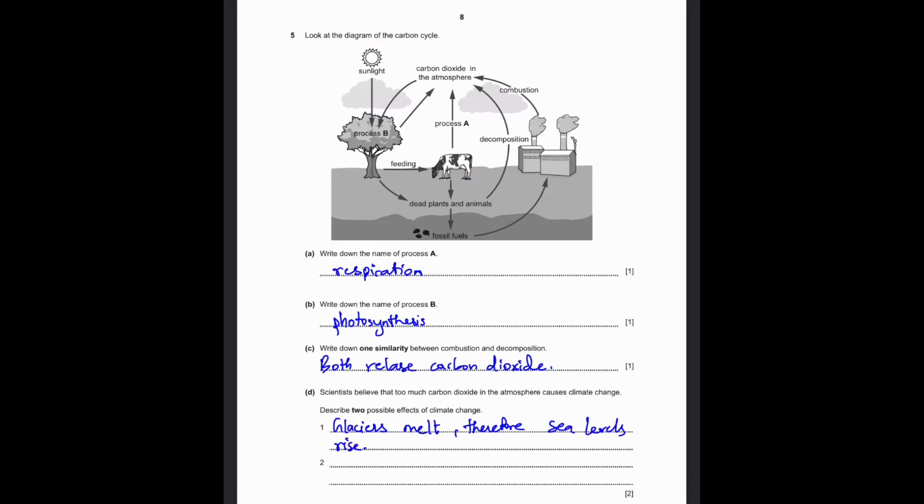So there's one point, and the other one, we can also be specific with this. We can write, for example, forest fires, wildfires, or you can write famine and droughts occur. And the one which I'll be writing, which also is a good point, is that there's more frequent extreme weather conditions. And this will be our answer. Let's go to question 6.